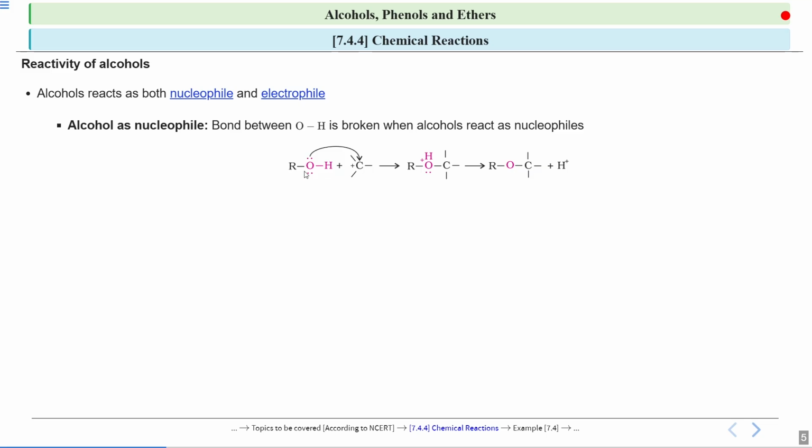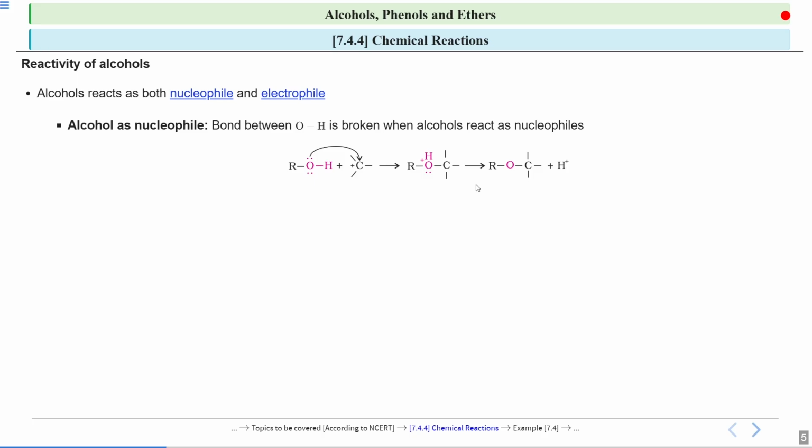So here oxygen is acting as a nucleophile. This oxygen will donate its lone pair to this electron deficient carbon. Look at this step: this carbon gets attached to this oxygen, and here there is a positive charge. Now this oxygen will not like this positive charge. Since the oxygen and hydrogen bond is polar, the hydrogen will leave, that is this H plus will leave, and you will get this compound, RO, where the carbon gets attached to this oxygen.